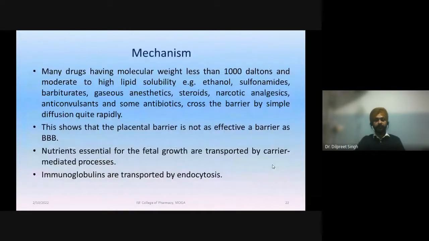Mechanism. Many drugs having a molecular weight less than 10,000 daltons and moderate to high lipid solubility, for example ethanol, sulfonamides, barbiturates, gaseous anesthetics, steroids, narcotic analgesics, or some anticonvulsants, cross the barrier by simple diffusion. This shows that the placental barrier is not as effective a barrier as the blood-brain barrier. Nutrients essential for fetal growth are transported by carrier-mediated processes, and immunoglobulins are transported by endocytosis.